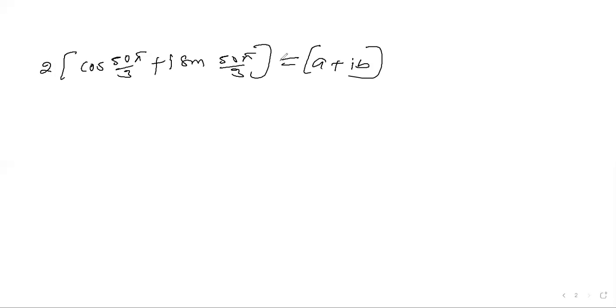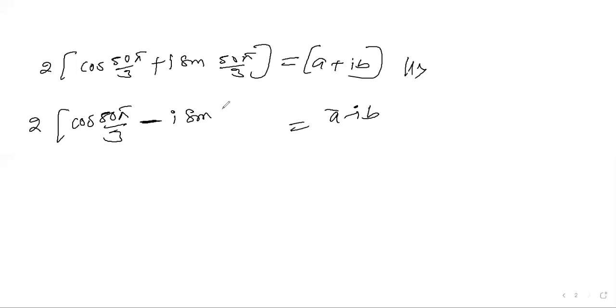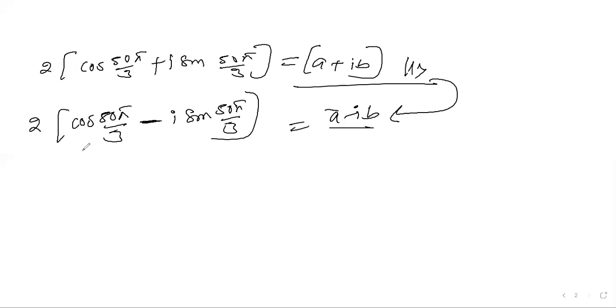Clear? Yes, sir. So similarly, if I take a minus ib and work parallelly, I can expect the answer like this: cos 50 pi by 3, and a minus ib means I will get minus here, i sine 50 pi by 3. Do you have any problem? This is already mentioned. I took the complex conjugate of this, so you'll get a complex value here.